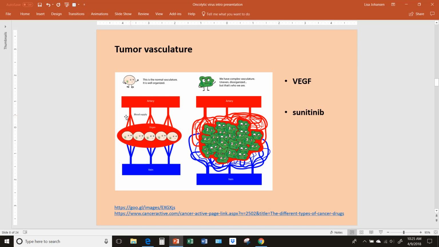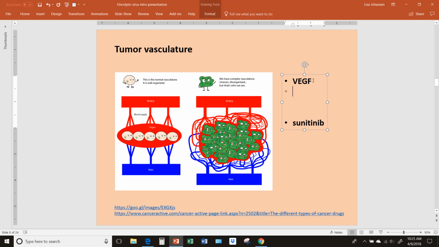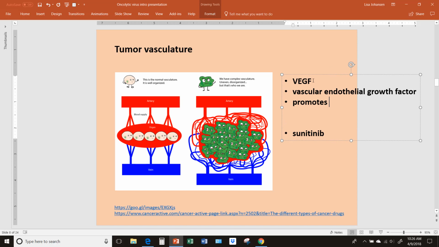A little bit more about the vasculature system. One, it's kind of interesting, it's very disorganized compared to normal tissue. But again, I mentioned this VEGF, which is vascular endothelial, oh, that will just go right off the screen, growth factor. And this promotes formation of blood vessels. So this is something that is upregulated in cancer cells. Sunitinib is a chemical that is an inhibitor of angiogenesis. So inhibitor of making that blood supply.